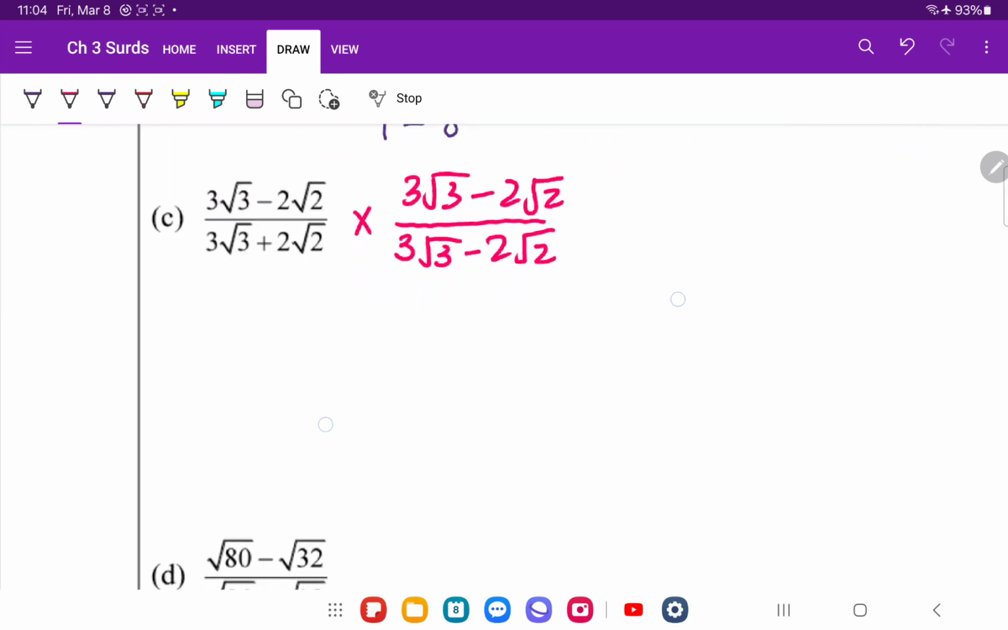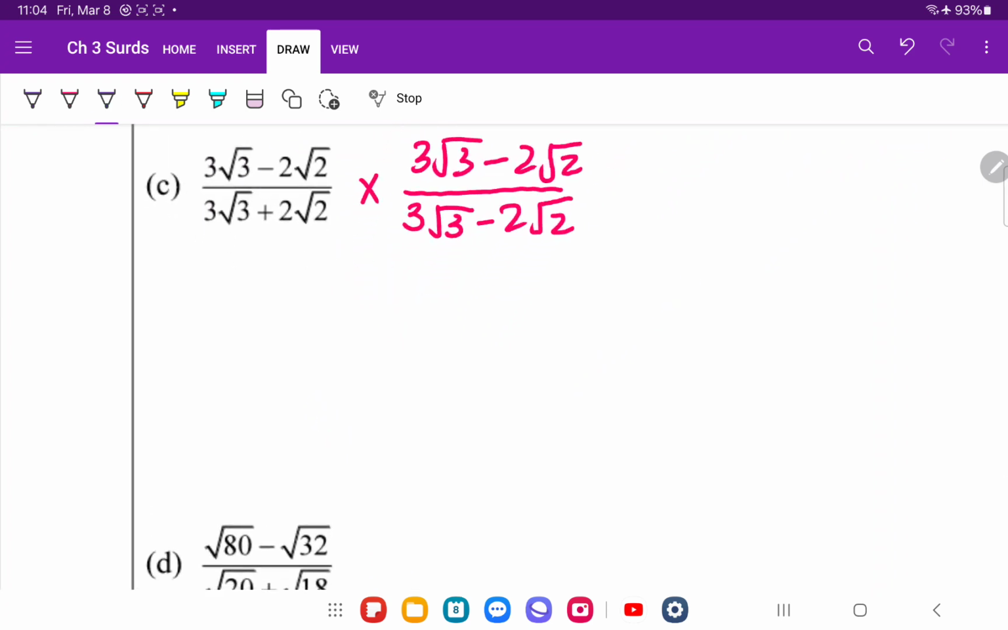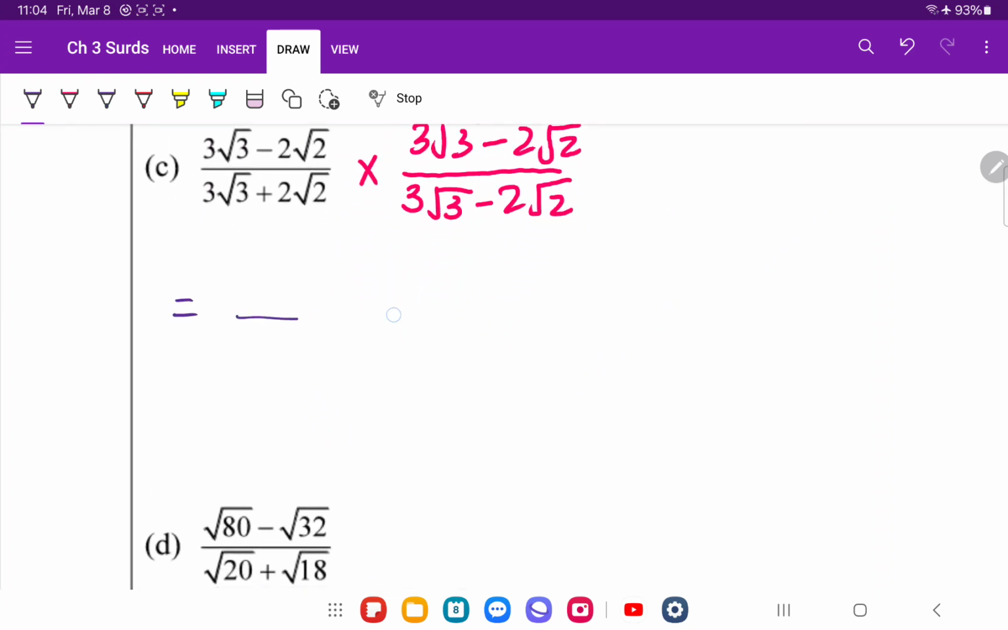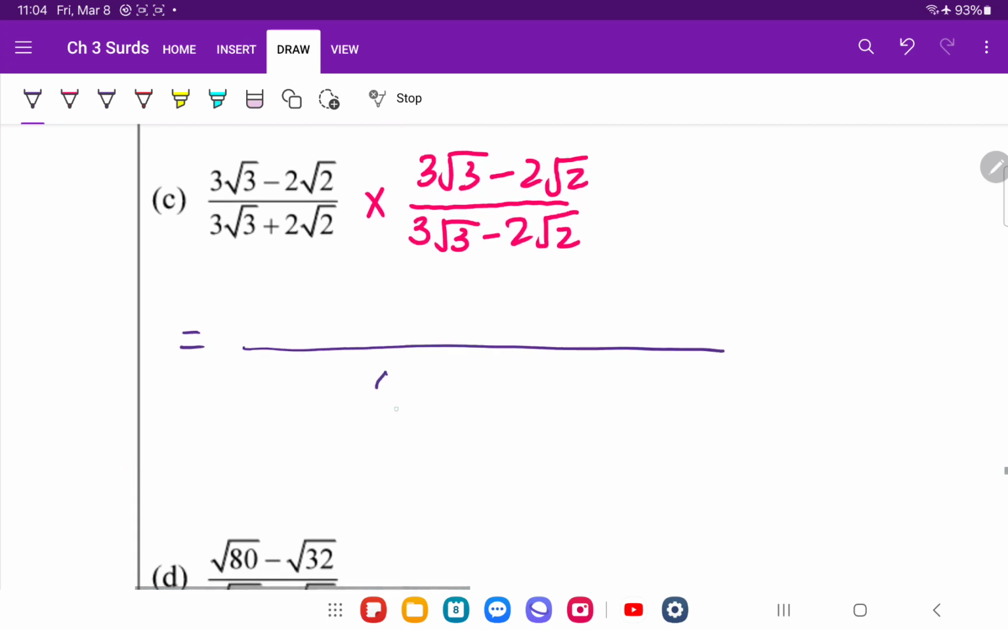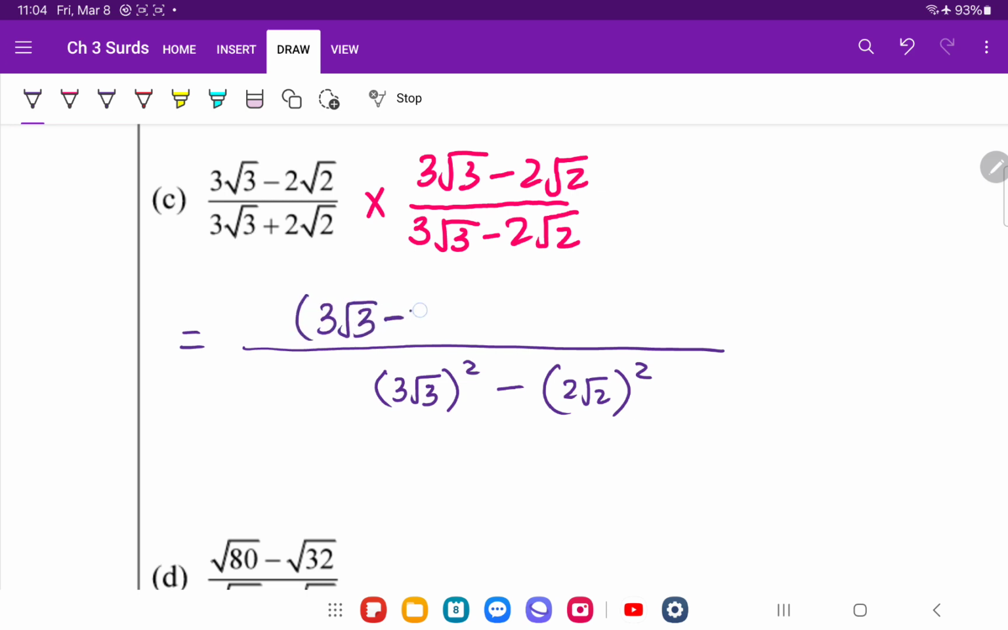Now once you have the correct conjugate surd, you can combine them as a single denominator and straight away write down the bracket square minus bracket square in the denominator. And in each bracket, the first one will be 3 square root 3. The other one is 2 square root 2. Numerator, no choice. Just put them as 2 separate brackets, written side by side first.